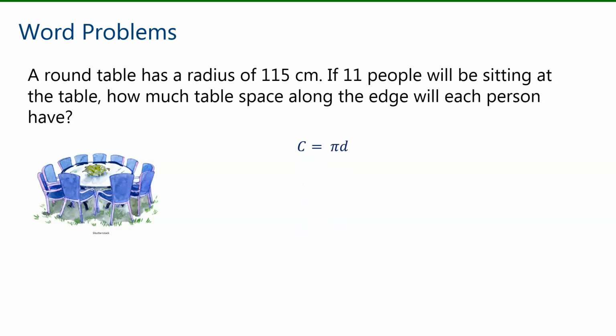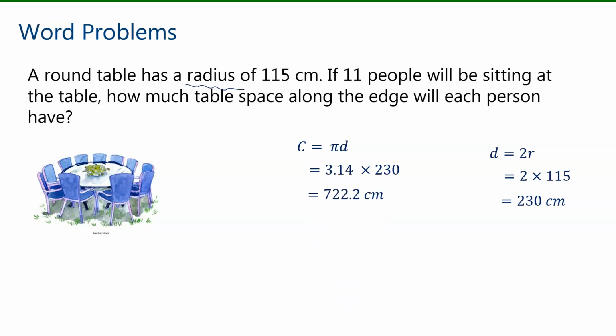So circumference is equal to pi times d. Now the diameter is not given to us. We're in fact just told the radius. So let's go ahead and calculate the diameter by multiplying the radius by 2. 2 times 115 is 230 centimeters. So now I can multiply 3.14 by 230 to give me 722.2 centimeters. So that's the total distance around the edge of the table.